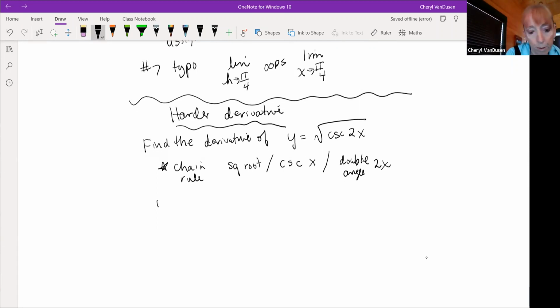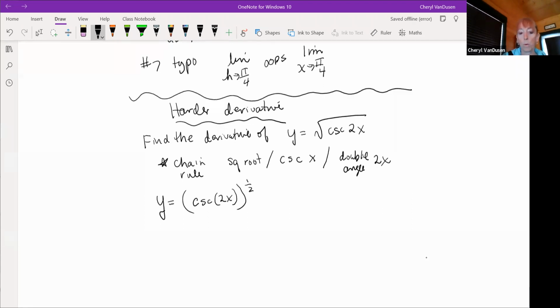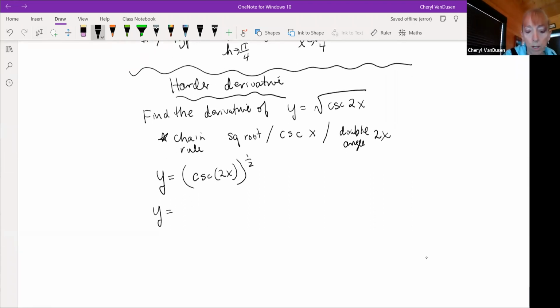So I would start by rewriting the question as cosecant of 2x bracket to the half power. Okay, now here we go. So we're doing the derivative of the outside, just the normal power rule. So the 1/2 drops down, cosecant of 2x to the minus 1/2. That's just the normal power rule. Half down, subtract by 1. Now we have to do the derivative of cosecant. Now you're not asked to memorize these or anything, so I'll just do this in steps. So now we're doing d dx of cosecant of 2x.